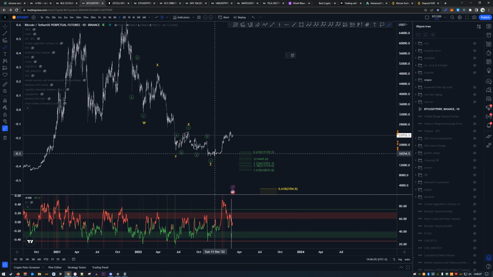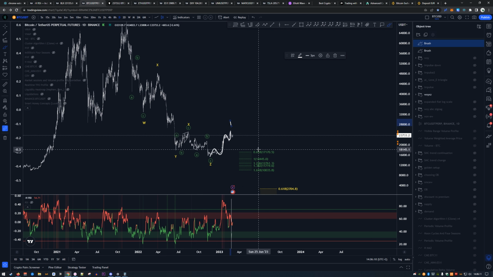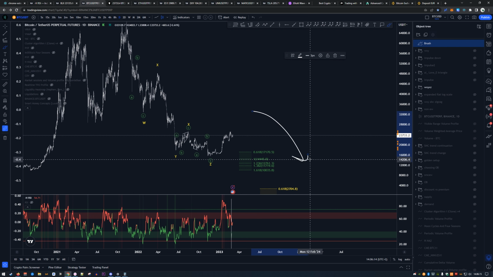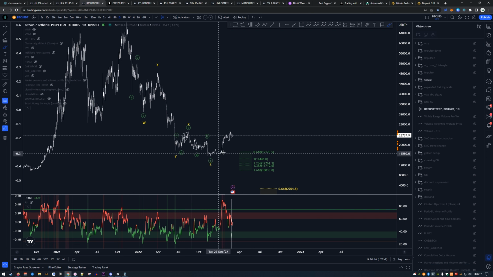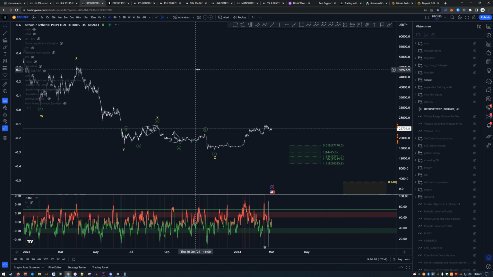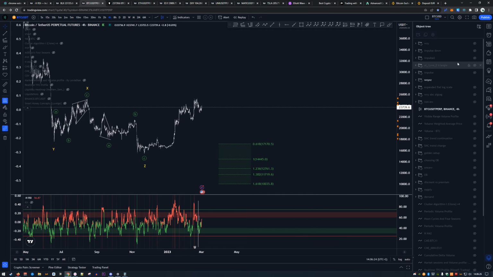This is suggesting that the structure from the lows can be a wave 1 or a wave A of a zigzag coming up and before continuation to the downside. Again, this is a very decent looking structure overall, but not my main. Now let's talk about the other structures that we have here more locally, because again, those are the important ones.